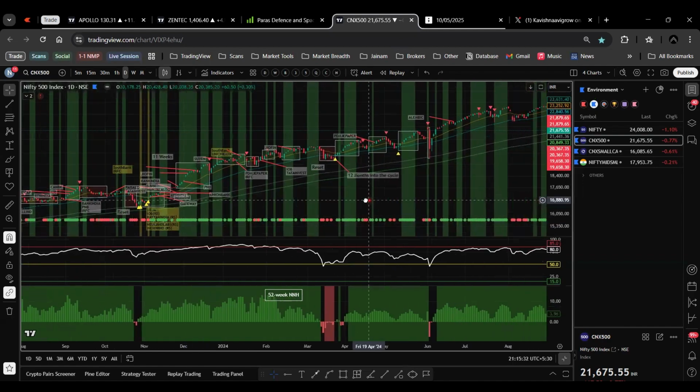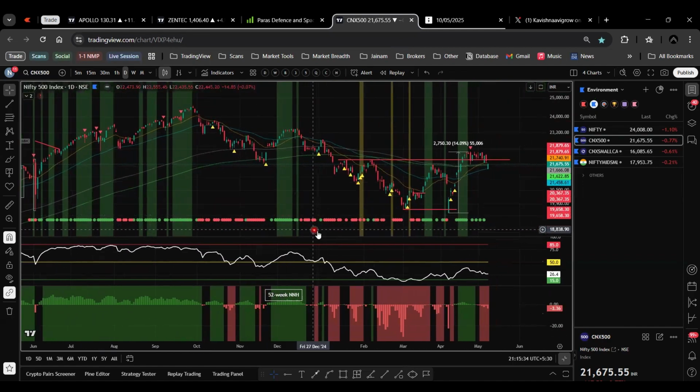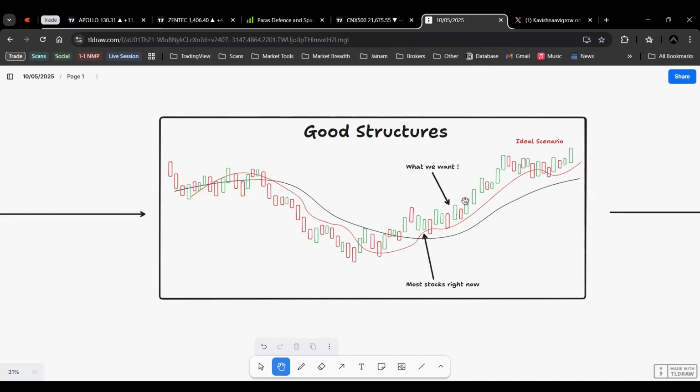It is so obvious that you just have to wait for it. Right now, since the beginning of this calendar year, we have not seen stocks above their 200-day moving average. So for now, it's a wait and watch. But the structures are showing up. It's just that we as traders are not patient. हमें patience नहीं है to wait for the right structures to emerge.